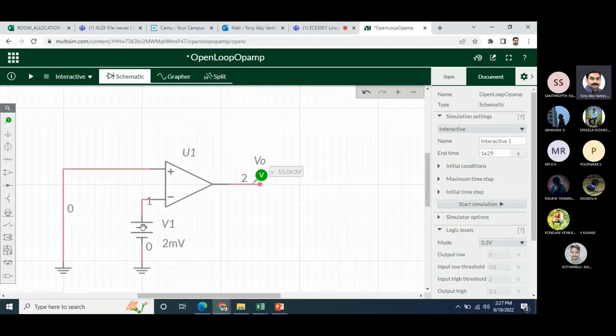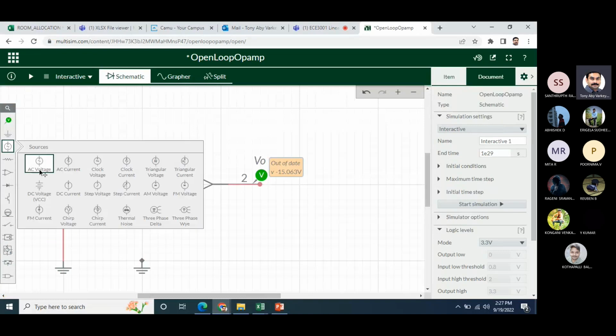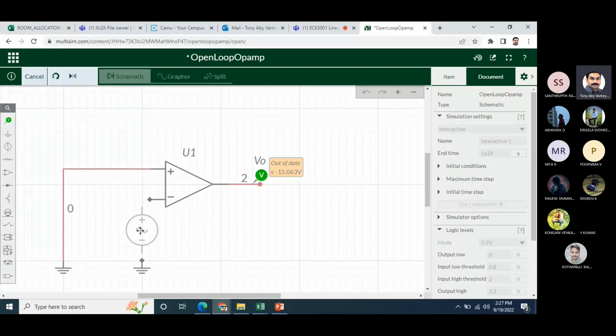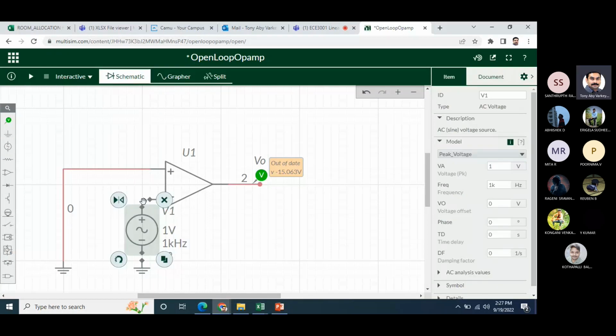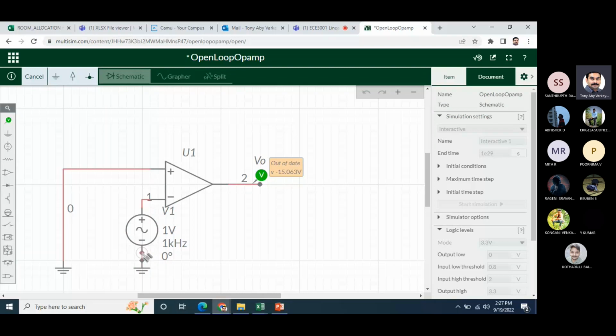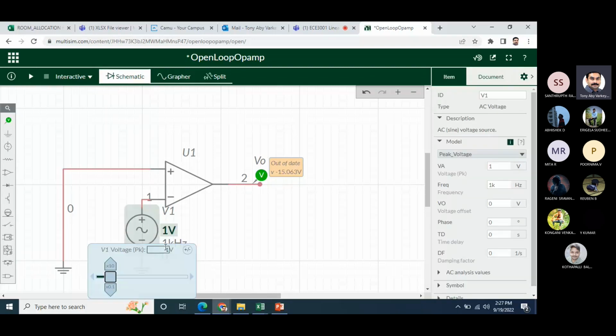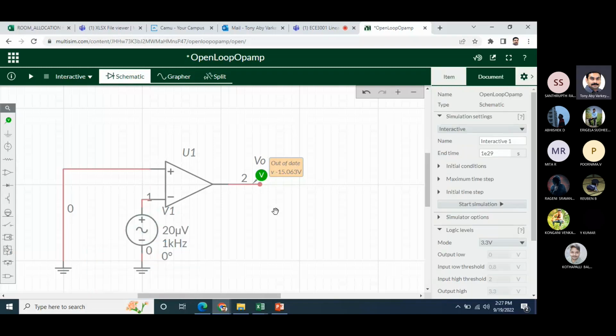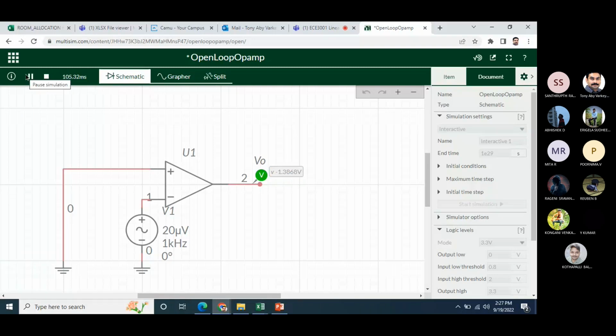So instead of this, now I will give a sine wave. Here in sources, there are sine waves, that is AC voltage. I'll give it here. I'll give 1 kilohertz itself. And the input voltage peak value is 20 micro. So this is our input now. Let us go and see what is happening to the graph.